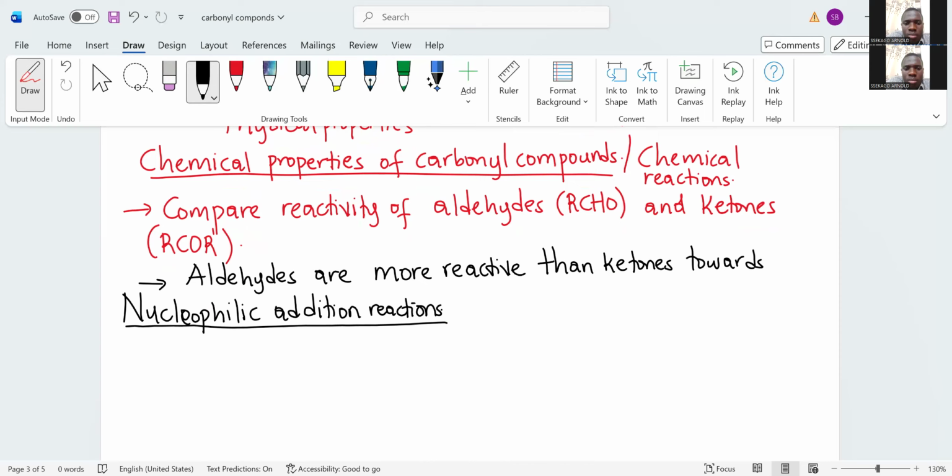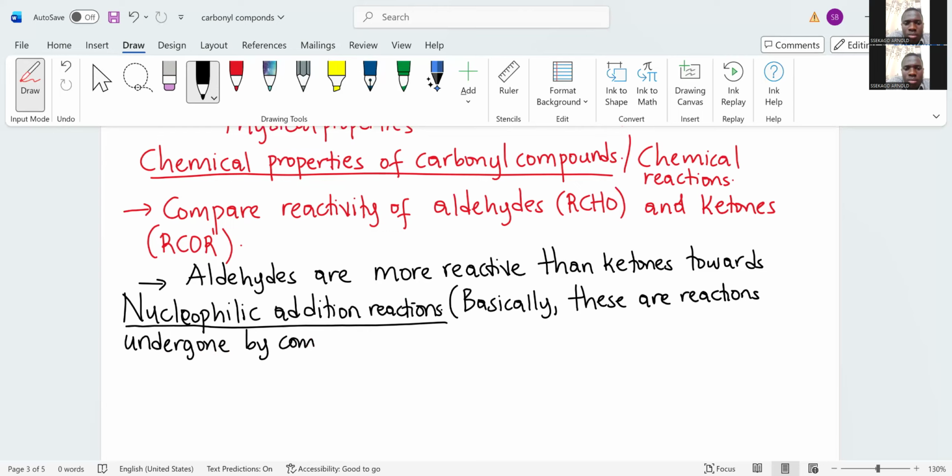Nucleophilic addition reactions. So what do I mean by nucleophilic addition reaction? By nucleophilic addition reactions, basically I mean, in a basic way, these are reactions undergone by compounds made up of the carbonyl functional group.